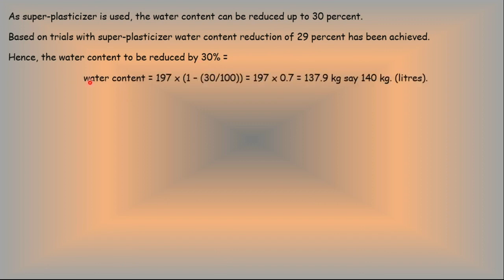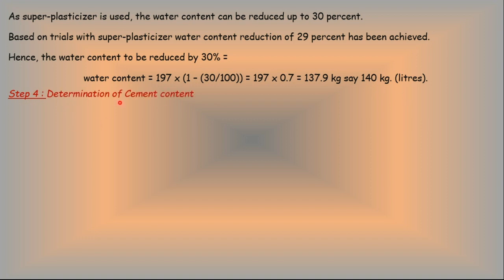Hence, the water content is to be reduced by 30%. Reduction of water content by 30%, water content will become 197 times 1 minus 30 divided by 100. It is 197 multiplied by 0.7. Total comes out to be 137.9 kg, say 140 kg, which in liters is also the same, 140 liters.